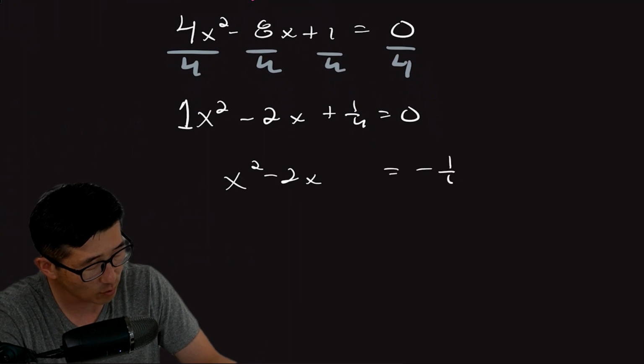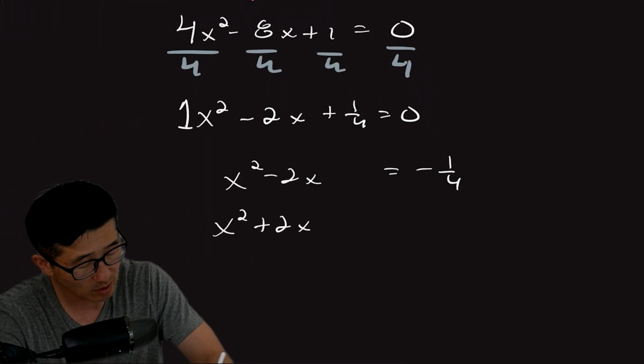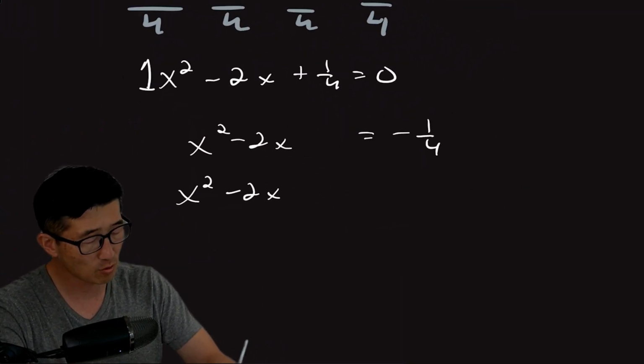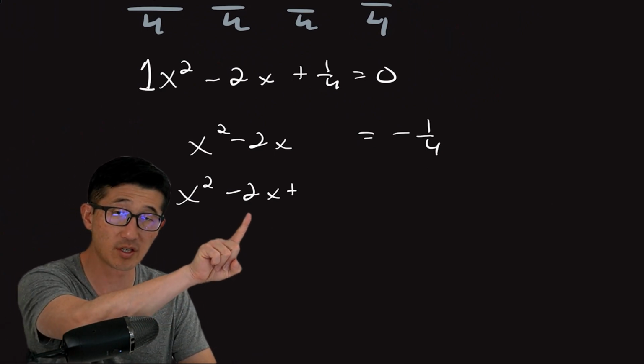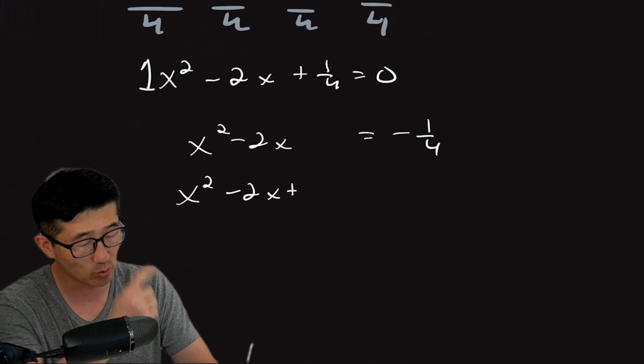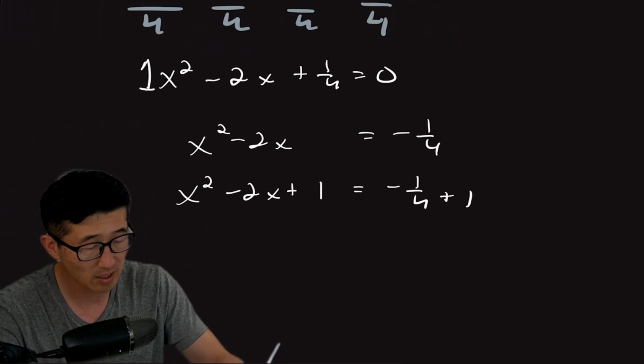We're going to move the 1/4 to the other side. And then we want our special number. Let's say negative. So we're going to take this number right over here, which is 2, divided by 2, you'll get 1. If you square 1, you'll still get a 1. So you're going to add 1 to both sides.